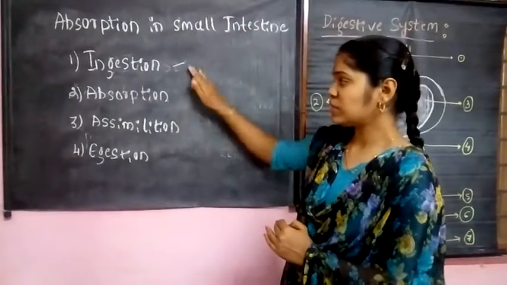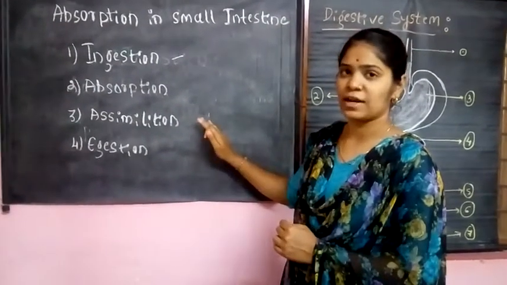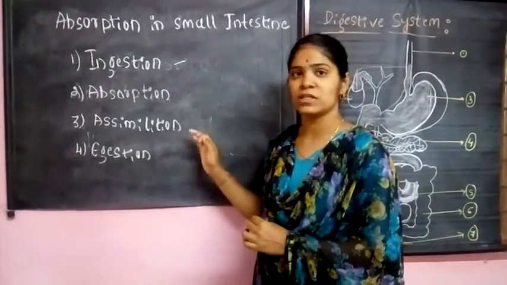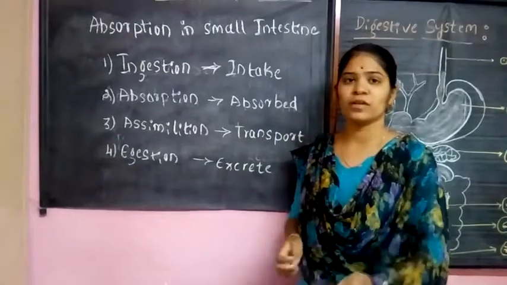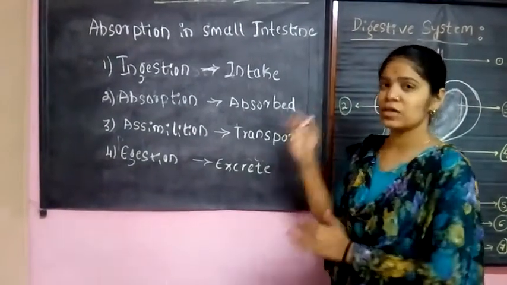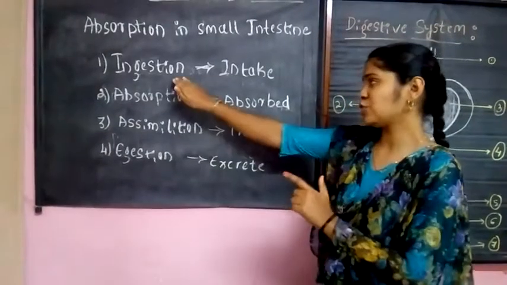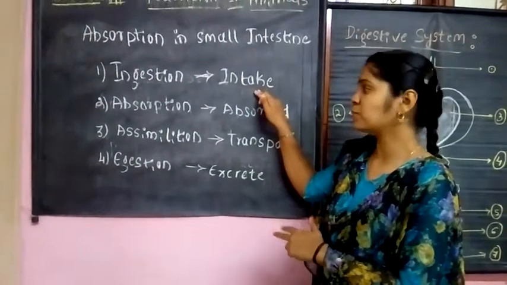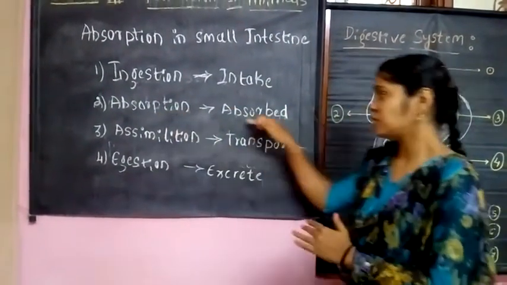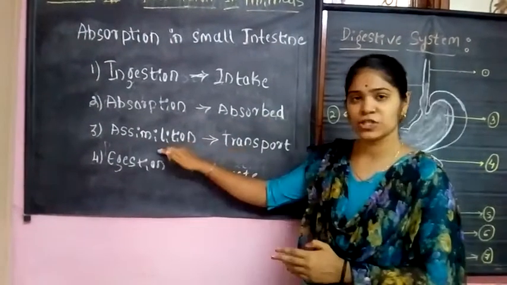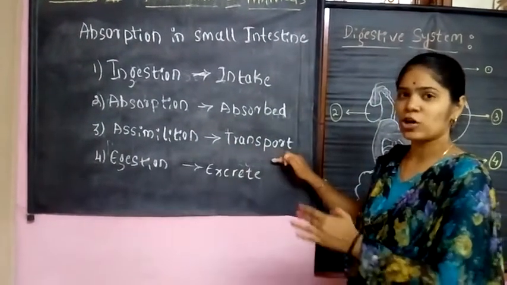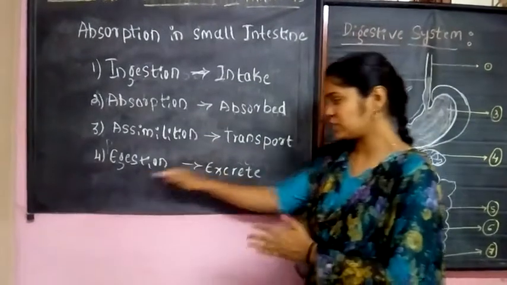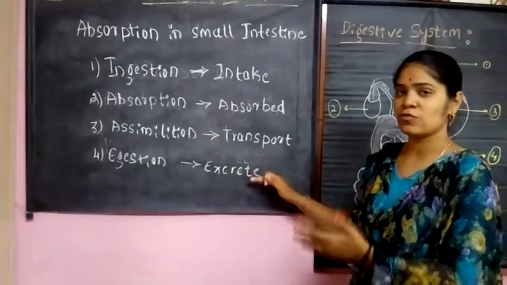Please remember these words and write down their definitions in your notebook. For your convenience, I will explain them in simpler words: ingestion means intake of the food material, absorption means the food is absorbed, assimilation means it is transported to all the organs of the body, and egestion is excretion of unwanted material.